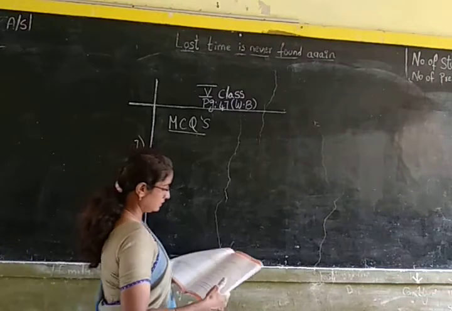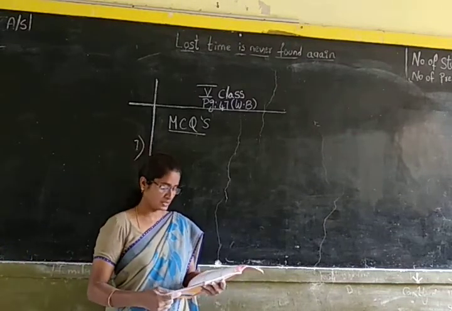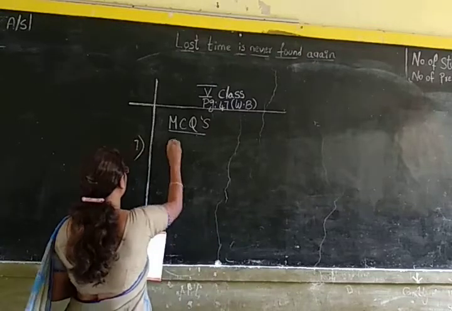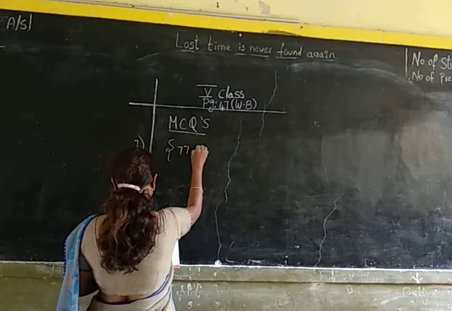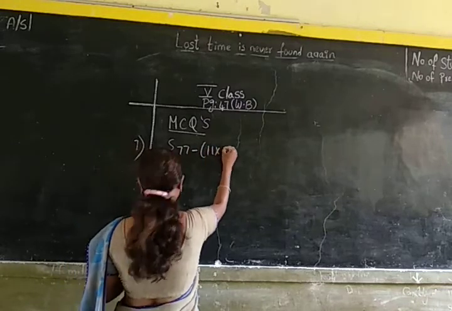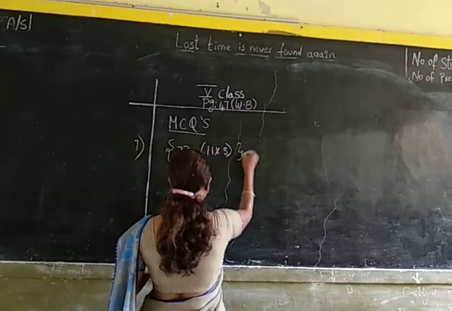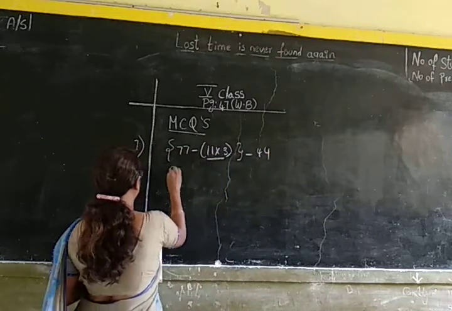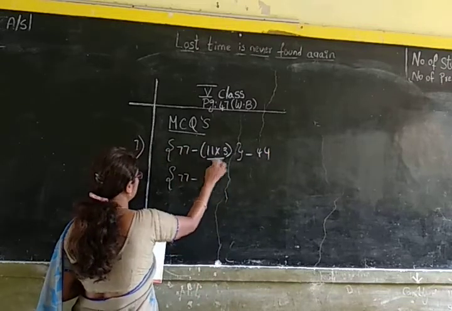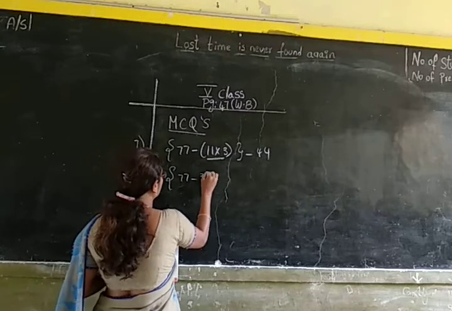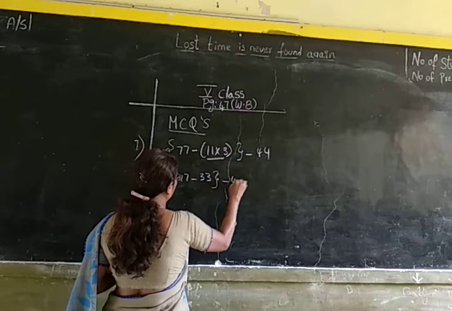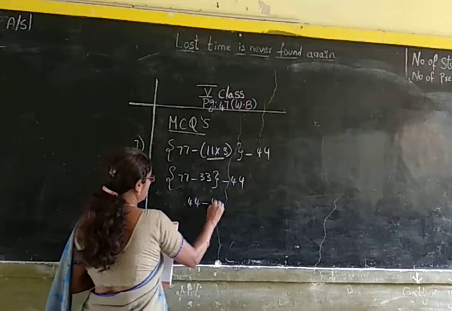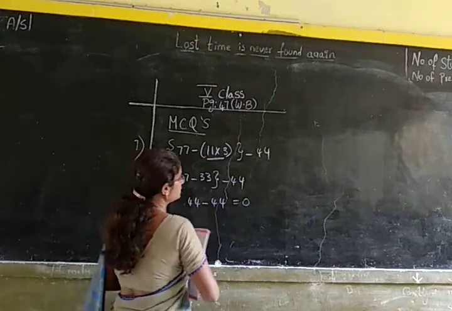So in the 7th question also you have to solve the expression and find out the correct answer. Okay children. 77 minus 11 into 3 minus 44. First we have to solve the terms inside the round bracket. 77 minus 11 3s are 33 minus 44. 77 minus 33 is 44 and 44 minus 44 is 0.